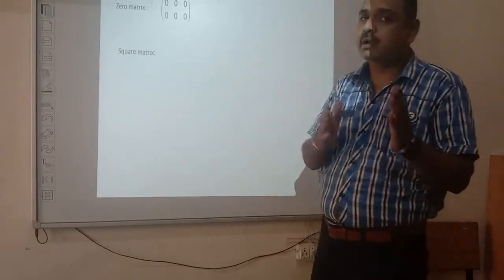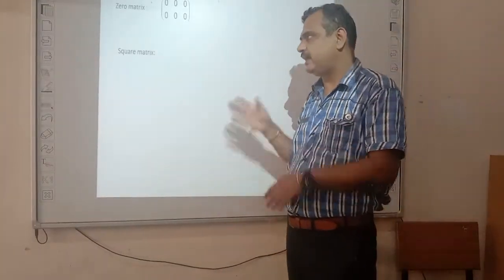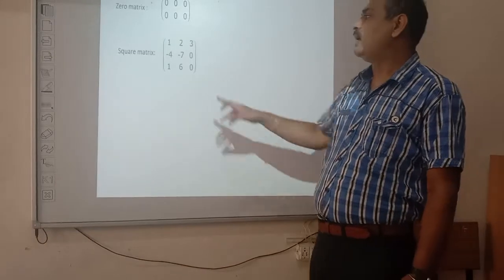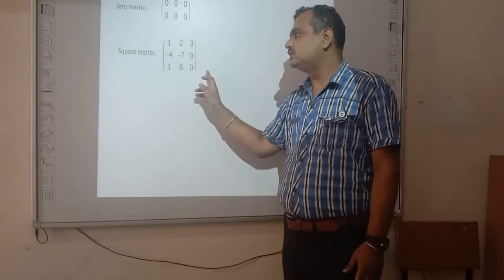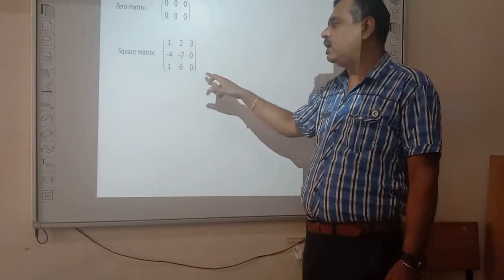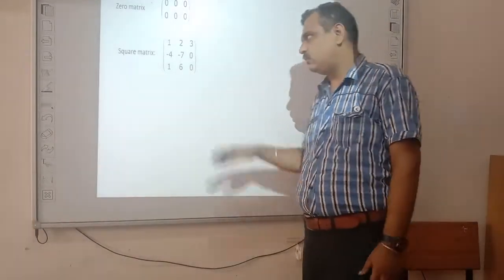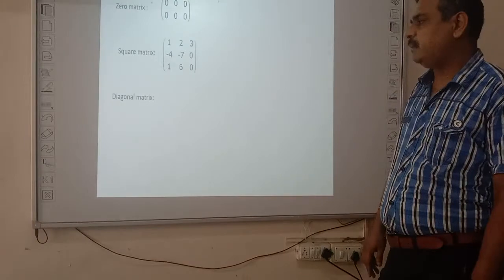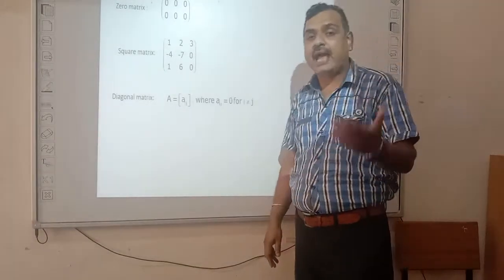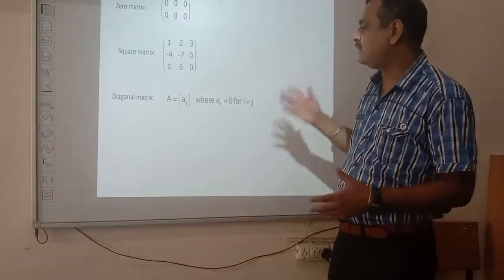Move on. Square matrix. If the number of columns and the number of rows are the same, then we have a square matrix. As here we have 3 rows and 3 columns, its order is 3 into 3, so this is a square matrix. Move on. Diagonal matrix: when you have numbers in the diagonal only and the rest of the numbers are 0.